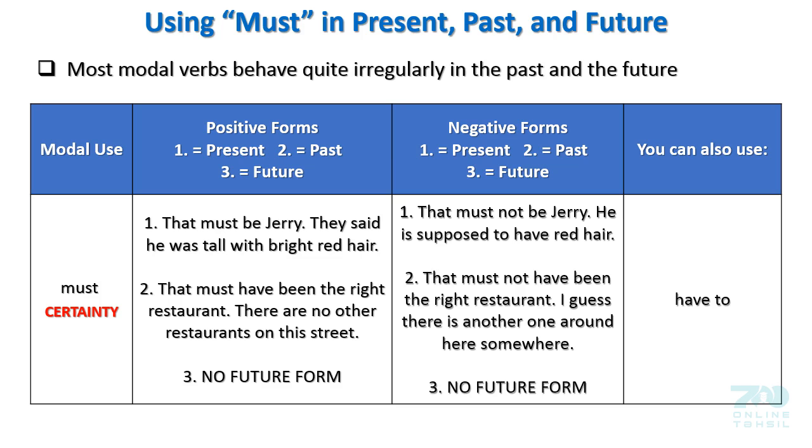3. No future form. Negative forms. Present, past and future. 1. That must not be Jerry. He is supposed to have red hair. 2. That must not have been the right restaurant. I guess there is another one around here somewhere. 3. No future form. You can also use have to.